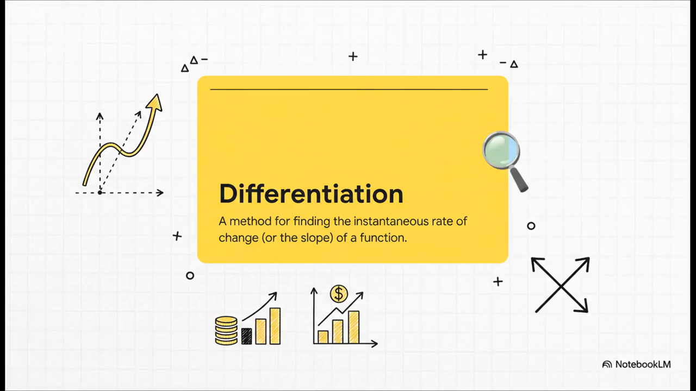Okay, so let's formally define our tool. Differentiation is the process of finding what's called a function's derivative. So what's a derivative? Well, in simple terms, it's a new function that tells us the instantaneous rate of change, or you can just think of it as the slope, of our original function at any single point. It's like you're zooming in on a curve so much that it starts to look like a straight line. The derivative gives you the slope of that line. It tells you exactly how fast something is changing and in which direction at one specific moment.